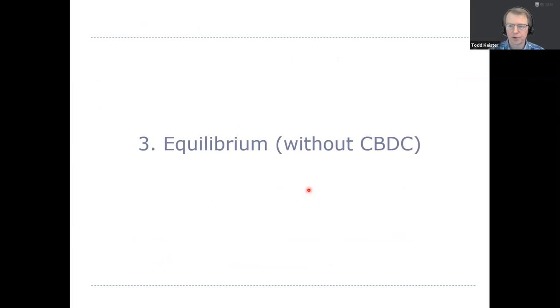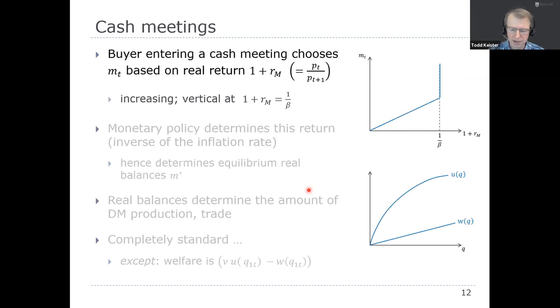Okay, so let's talk about the current world. Forget about CBDC for just a couple of minutes and talk about what an equilibrium in this model is, a fairly standard thing. I just want to give you some pictures to highlight the key features that are going to change when we introduce the digital currency.